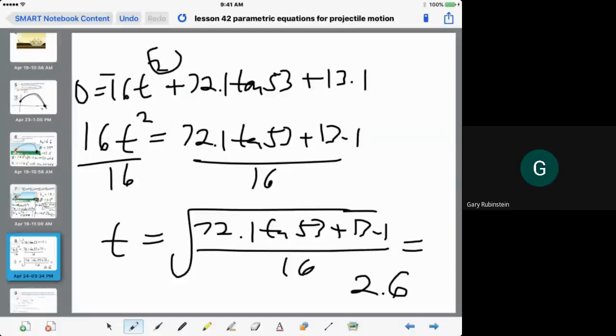And that's right. We use the other equation, the one with the x in it. So V0 is equal to 72.1 over cosine 53 times 2.6. And that will turn into 52.5.